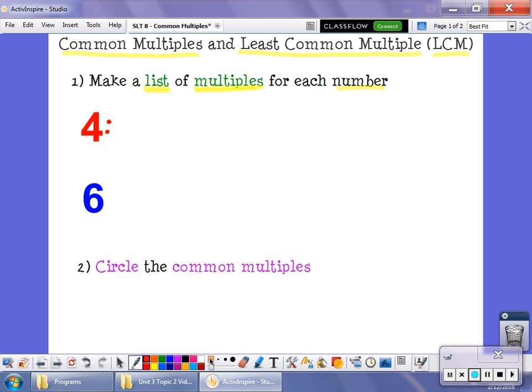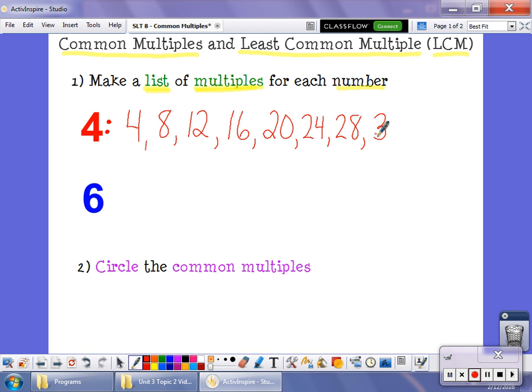So we're going to start off with 4, and the multiples of 4 are going to be the answers or the products we get when we do 4 times 1. 4 times 1 is 4. And then we'll do 4 times 2, which is 8. And we'll do 4 times 3, which is 12. And we'll do 4 times 4, 16. 4 times 5, 20. 4 times 6, 24. 4 times 7 would be 28. 4 times 8 would be 32. 4 times 9 would be 36.